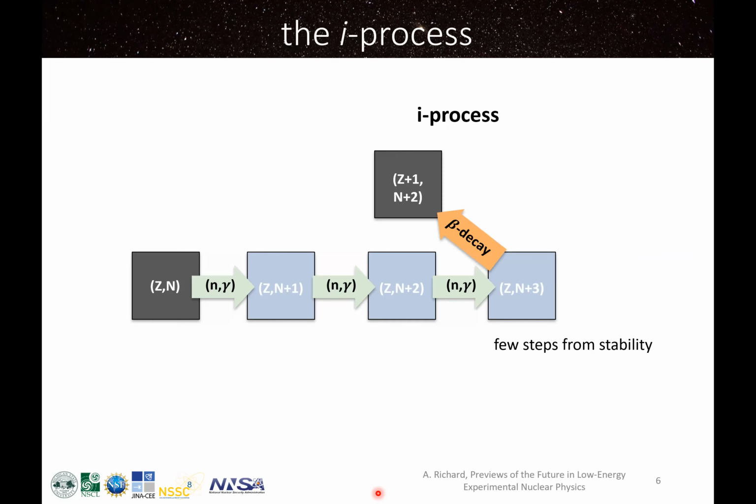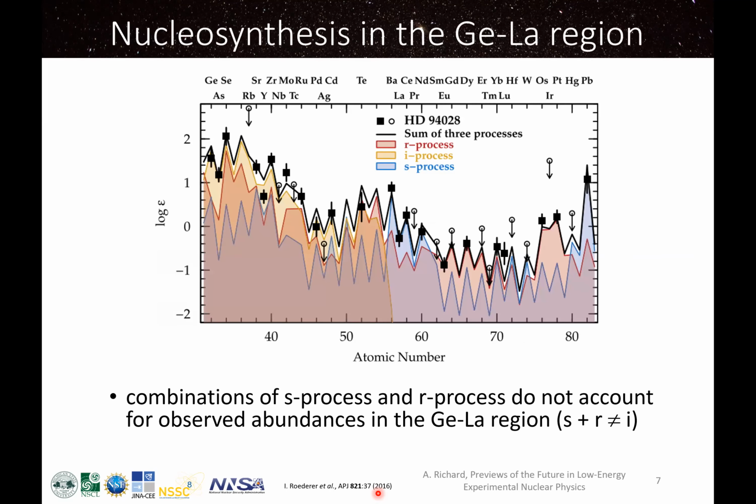And to really highlight that the I process is a unique process that's not just some combination of R and S process, I want to show this study that was done a couple years ago by Ian Roeder and collaborators. This is looking at abundance versus atomic number for a metal-poor star that's shown here. The idea behind this study was to try to reproduce the observed abundances in this star, shown here by the black squares and these open circles, using combinations of R and S process models.